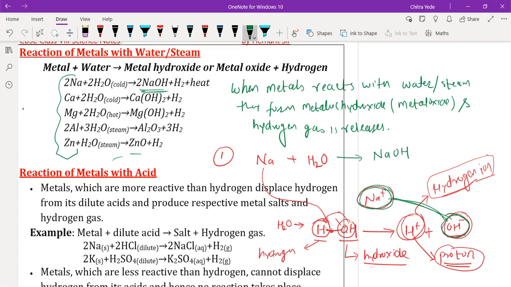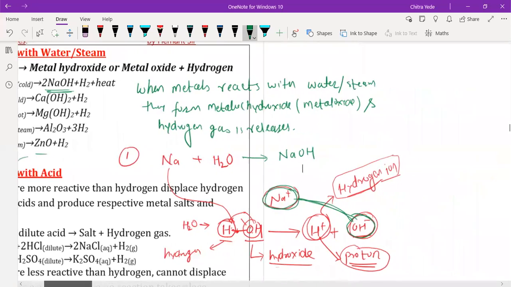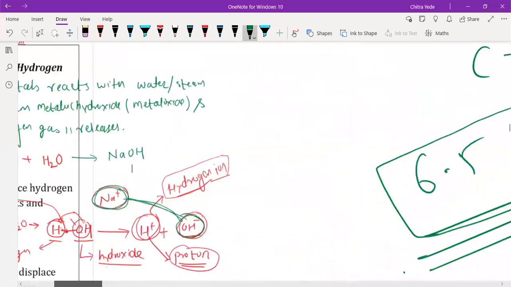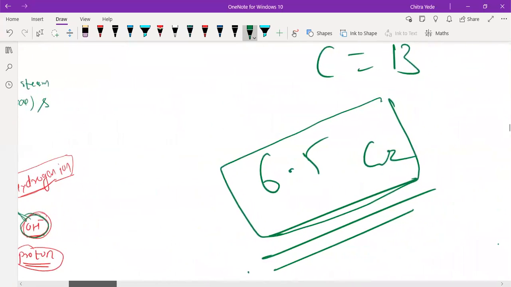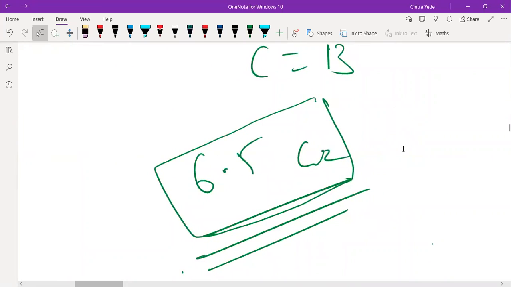Sir, I didn't understand anything in this formula, NaOH. What is your name? Pallav, sir. Did you come late? No, sir, I was there from first, but I didn't understand that. That means sodium plus hydrogen, water. Let me explain in detail here. NaOH. Okay, let me explain here. Wait a second, let me zoom out and erase this.